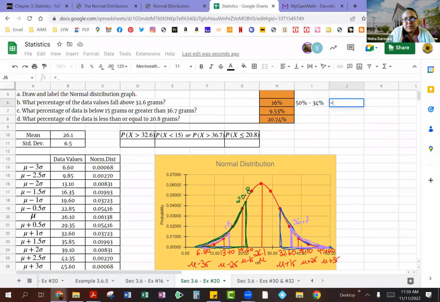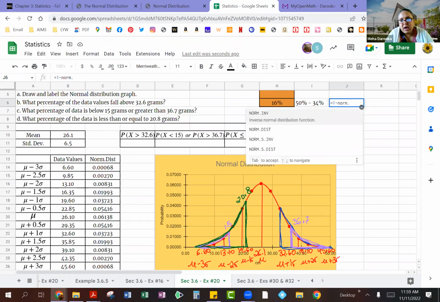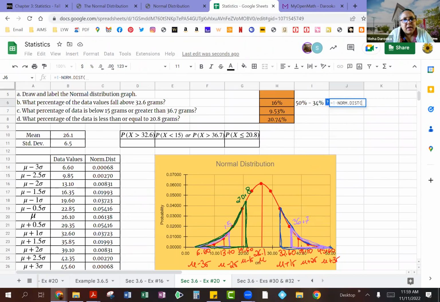So over here in my spreadsheet, I will do 1 minus norm dot distribution, and then our number was 32.6 grams. And then again, the next argument should be mean. The one after that is standard deviation, and then for the last one we put a 1 in there. So you will see that gives you a little bit more of an accurate answer, which is coming out to be 15.87 instead of just using the empirical rule, which gave us the 16%.